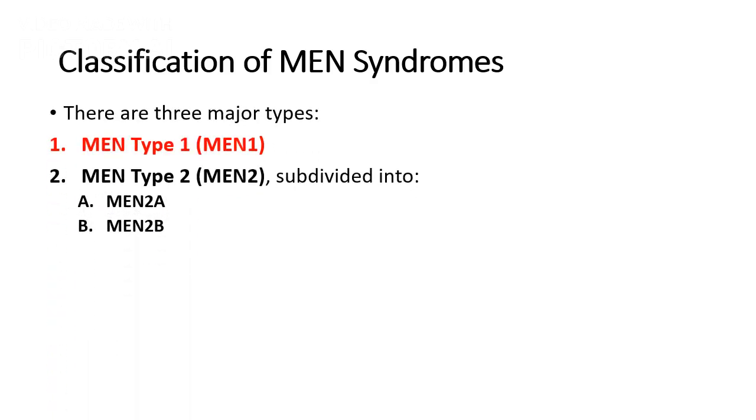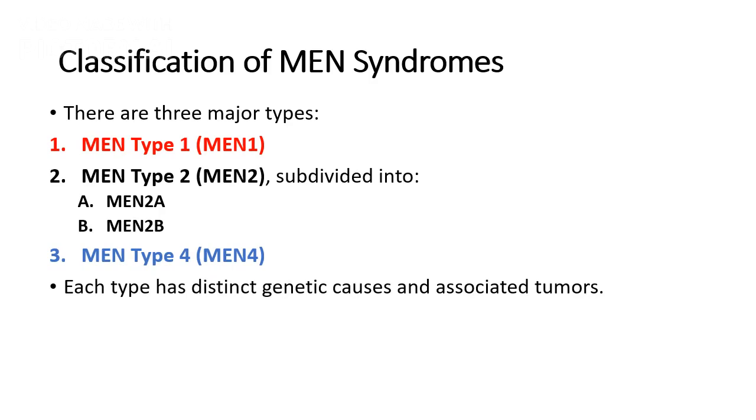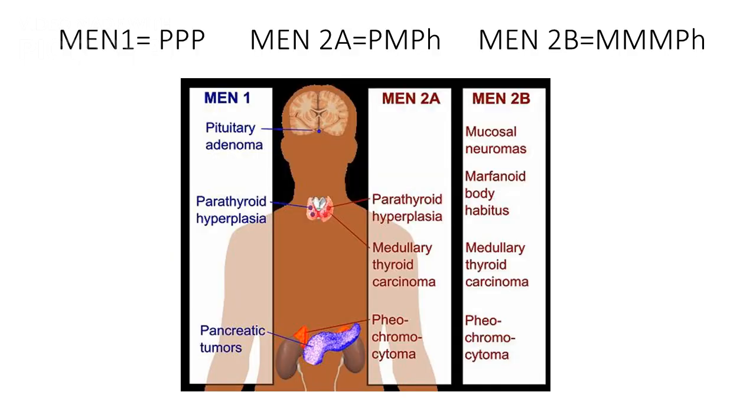There are three major types of MEN syndromes: MEN type 1, MEN1, MEN type 2, MEN2, which is further subdivided into MEN2A and MEN2B, and MEN type 4, MEN4. Each type has distinct genetic causes and associated tumors. MEN1 is characterized by tumors in the pituitary, parathyroid, and pancreas, while MEN2A and MEN2B involve different sets of tumors, including medullary thyroid carcinoma and pheochromocytomas.